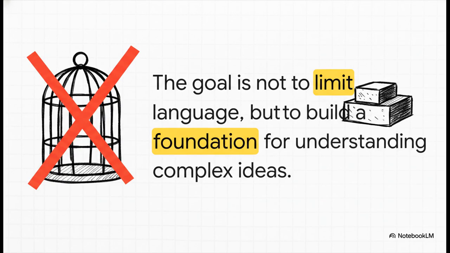And this right here is the key takeaway. A system like Basic English, it's not about dumbing down the language or limiting what people can say. The goal is actually the exact opposite. It's about building a super strong, really stable foundation so that you can then explore and understand more complex ideas with confidence.